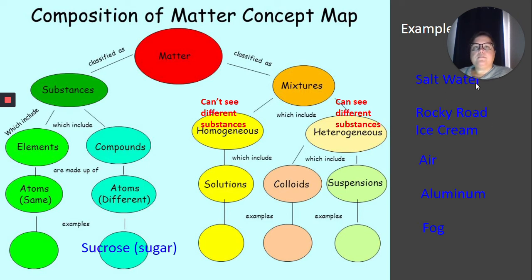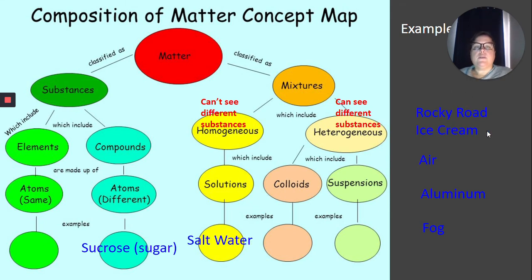Salt water. Here we have a mixture because we have salt, which is one type of substance, and water, which is a different substance, and they're together. Now, is it homogeneous or heterogeneous? Well, can you see the salt apart from the water? No, it all looks the same. Therefore, salt water is a homogeneous mixture.